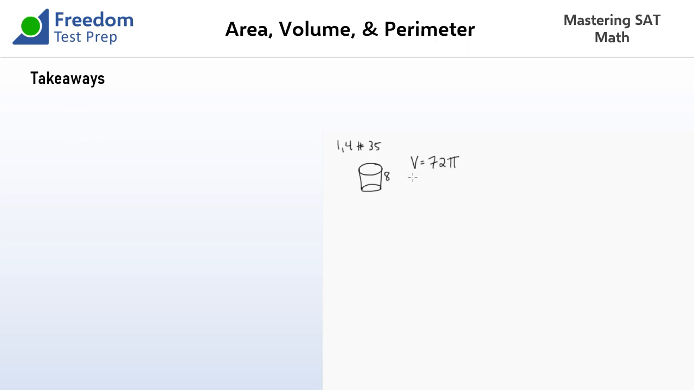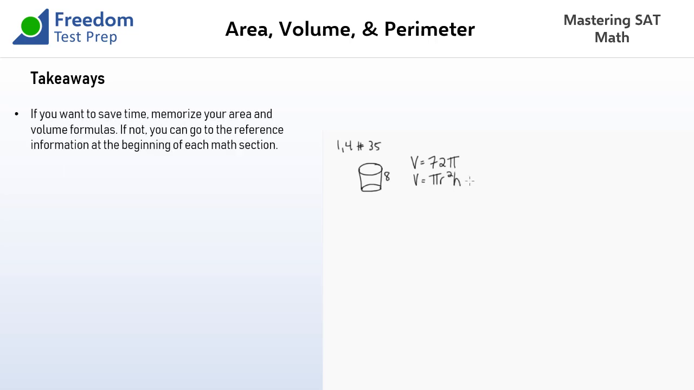Ideally, you would actually know the volume formula, which is pi r squared h. And we'll have a little mini lesson about volume and area. But you don't need to know these because they actually offer them to you. On the front page, at the top of each math section, they give you a whole host of geometry formulas and other information. That's good to know. So if you don't know it and you don't feel like memorizing it, then you do have a reference. Then you just continue and substitute the 72 pi for the volume.